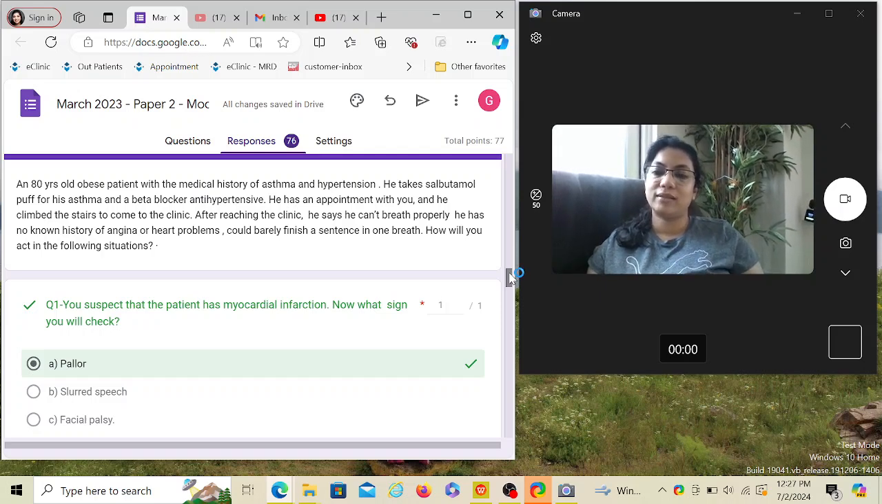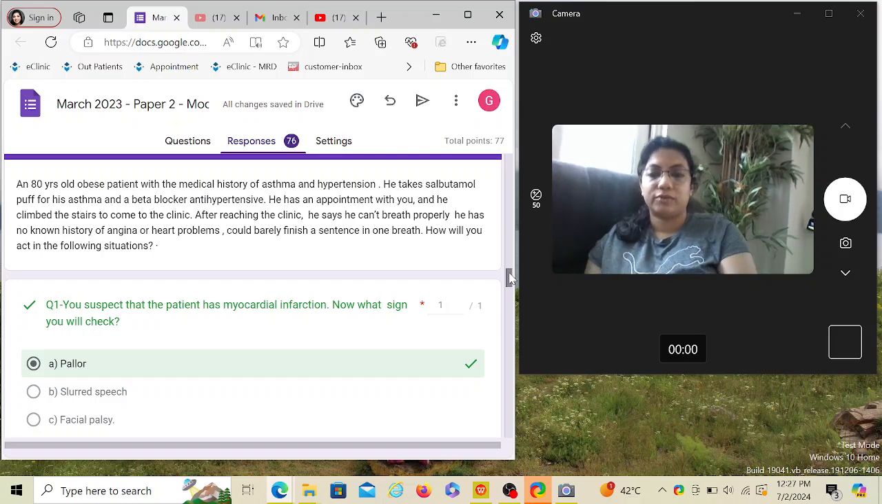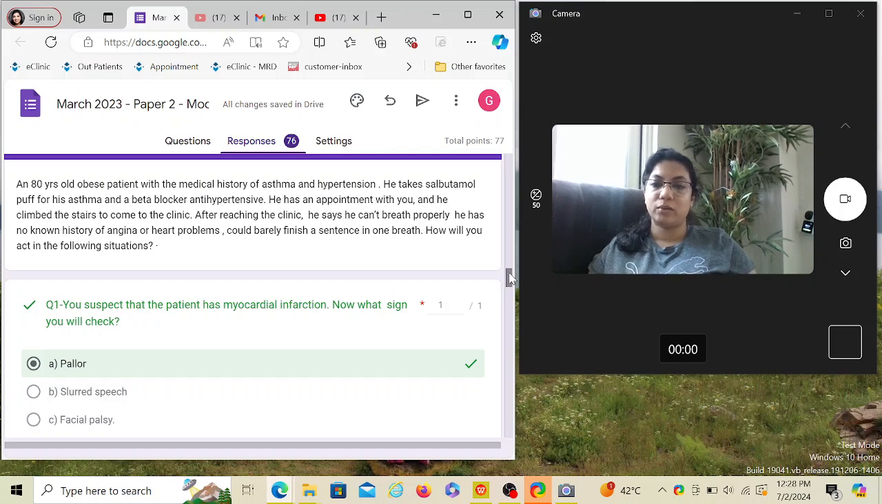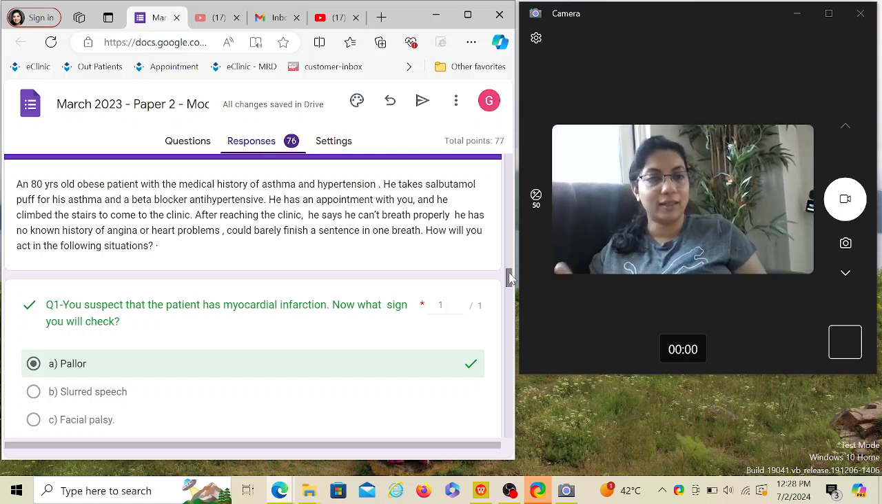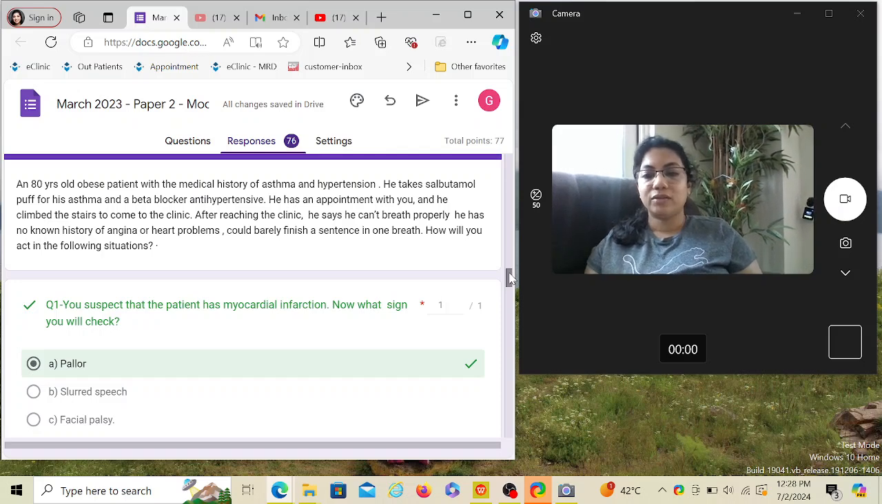So, the question here is an 80-year-old, octogenarian and obese patient with a medical history of asthma and hypertension. He takes a salbutamol puff for his asthma. It's a steroid puff and a beta blocker antihypertensive. He has an appointment with you and he climbed the stairs to come to the clinic. Probably your clinic is on the first or second floor. After reaching the clinic, he says he can't breathe properly. He has no known history of angina or heart problems. Although he could barely finish a sentence in one breath, how will you act in the following situation?